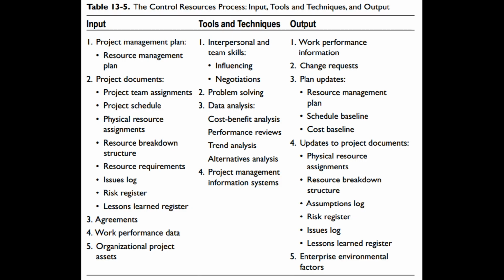Table 13.5. The control resources process: input, tools and techniques, and output. Input: 1. Project management plan: resource management plan. 2. Project documents: project team assignments, project schedule, physical resource assignments, resource breakdown structure, resource requirements, issues log, risk register, lessons learned register. 3. Agreements. 4. Work performance data. 5. Organizational process assets.